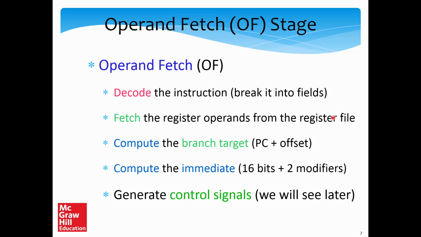The operand fetch (OF) stage does several things. First, it decodes the instruction. Decoding the instruction means you break it into fields, because everything is packed inside a 32-bit word. So we need to break it into fields. Then we need to fetch the register operands from the register file, so we need to read them. This stage also computes the branch target, which adds the offset to the program counter.